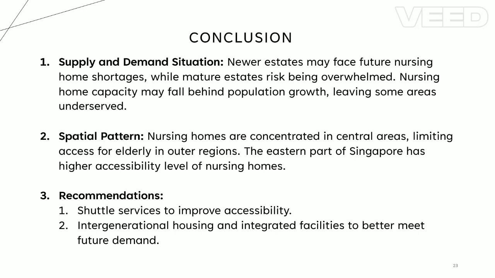Our conclusion is: 1. Supply and demand situation. Newer estates may face future nursing home shortages, while mature estates risk being overwhelmed. Nursing home capacity may fall behind population growth, leaving some areas underserved. 2. Spatial pattern. Nursing homes are concentrated in central areas, limiting access for elderly in outer regions. The eastern part of Singapore has higher accessibility level of nursing homes.